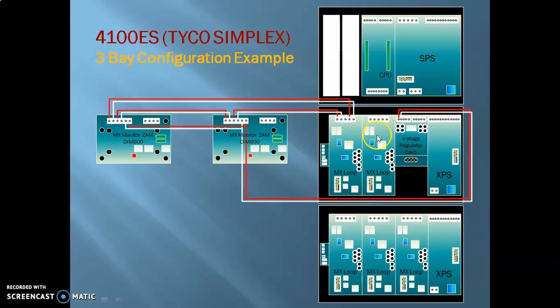Now this is what I was talking about. These are the MX loop cards, or loop expansion cards, that are connected over here, and these are two different modules of monitor zone modules shown as interconnected over here. All right, so that basically concludes the components of an FACP.